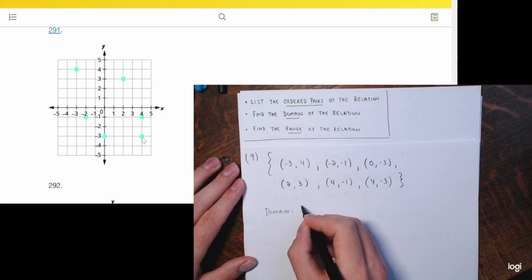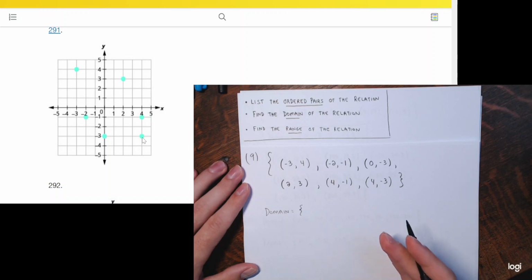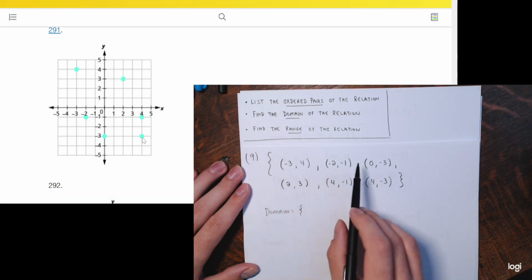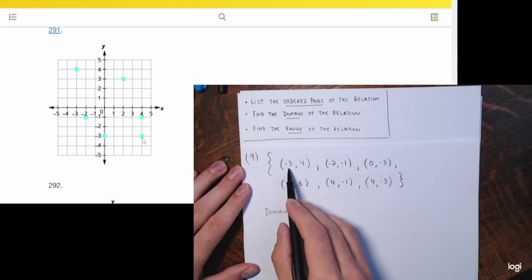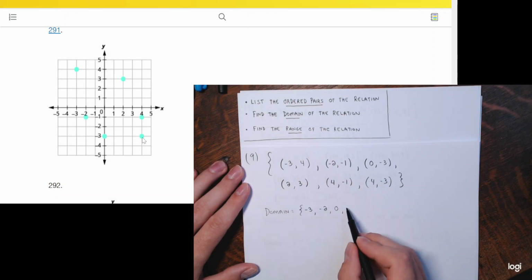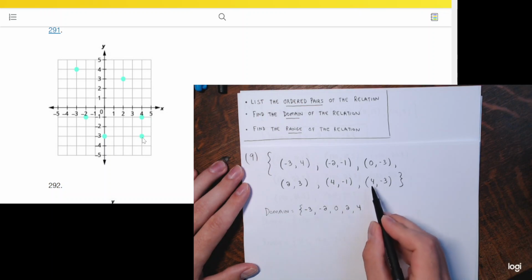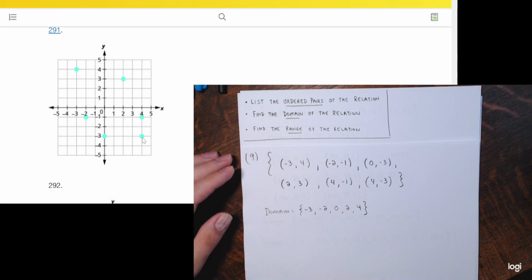The domain is again a set, so I put the curly braces. And it's the set with all the x coordinates, all the first coordinates of these points. And don't repeat anything, right? There's no need to write the same thing twice. So if you look at all these ordered pairs, all the first coordinates, right to the left of the commas, you got -3 is in the domain, -2 is in the domain, 0, 2, 4, and 4 again. But I already wrote 4, so I don't need to write it again. So there's your domain: -3, -2, 0, 2, and 4. All the x coordinates being used in these ordered pairs.